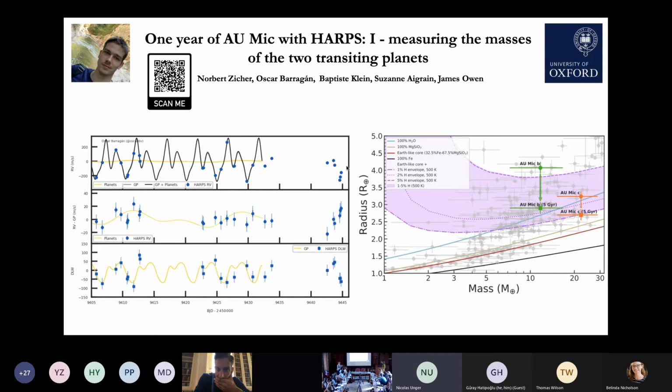Hello all, hopefully you can hear me. My name is Norbert, I'm from Oxford, and I will very quickly put a plug in for our recent paper about AUMIC. We are really excited about this, as Oscar mentioned, because we are able to detect essentially planets that are pretty much 50 times, if not a bit more, under the noise floor.